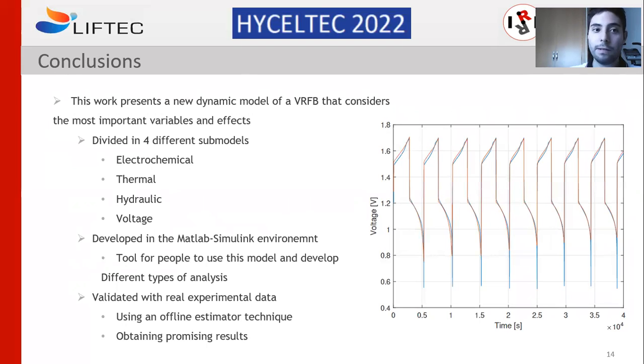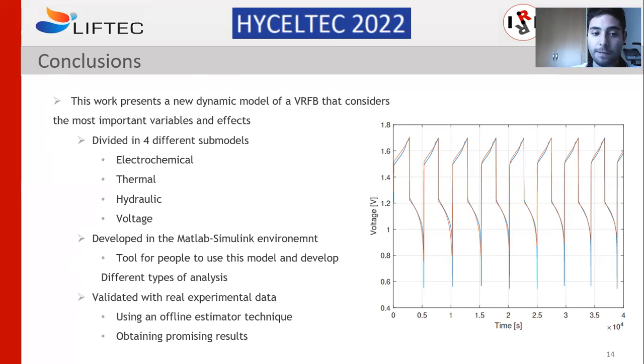In conclusion, this work presents a new dynamic model of a vanadium redox flow battery that considers the most important variables and effects and can be used as a tool for any user who wants to implement their own experiments. It is divided into 4 different submodels that are related between them, as has been seen: the electrochemical, the thermal, the hydraulic, and the voltage models. And as I said, it has been developed in the MATLAB Simulink environment as a tool for people to use this model and develop their own experiments and analysis.